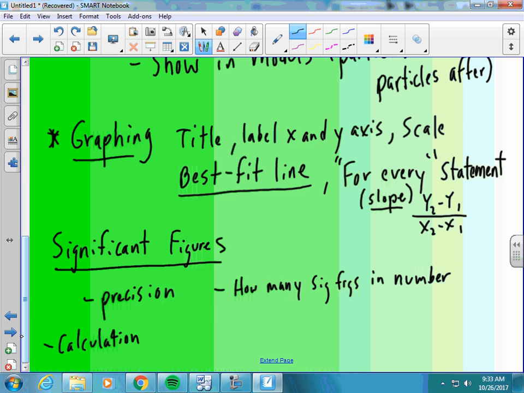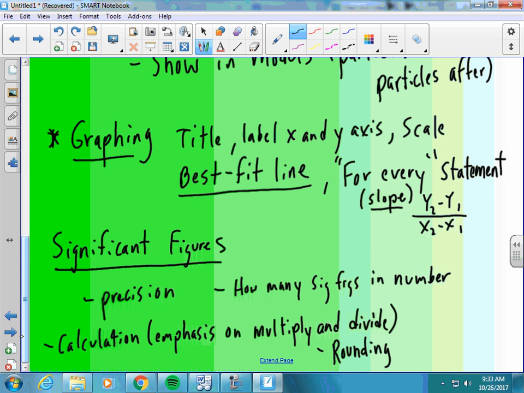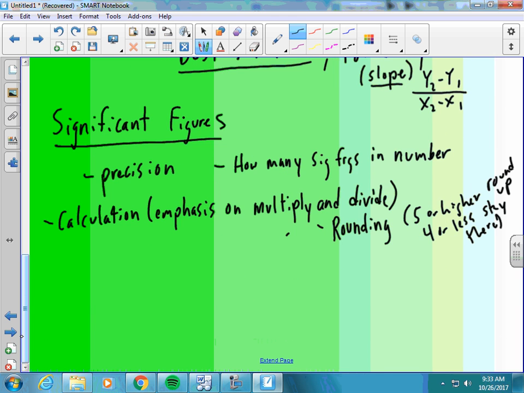And I will say this, emphasis on multiply and divide rather than adding and subtracting, okay? Because we're going to use that a lot more often. Now, what that means is you're also going to have to understand rounding, okay? So if you look at the next digit, 5 or higher, round up. 4 or less in the next digit, stay there. Okay?